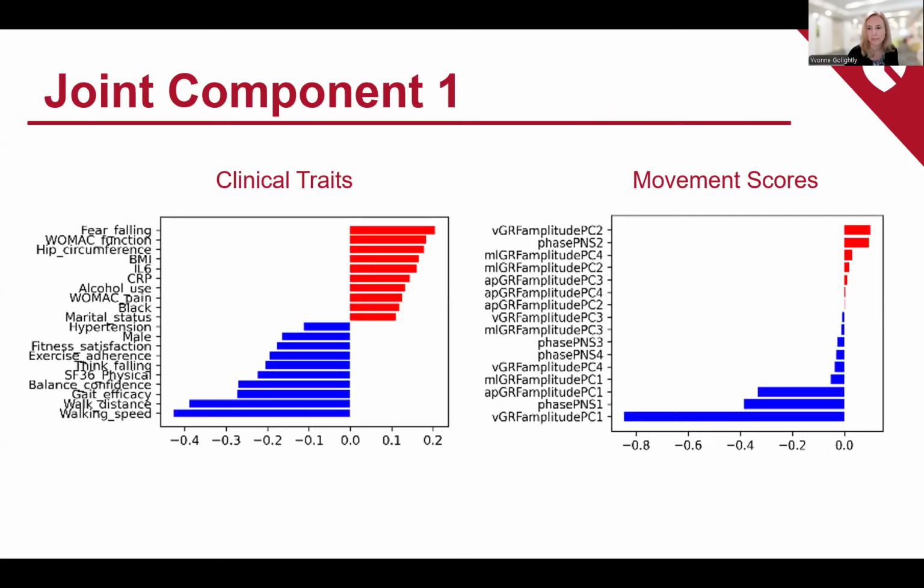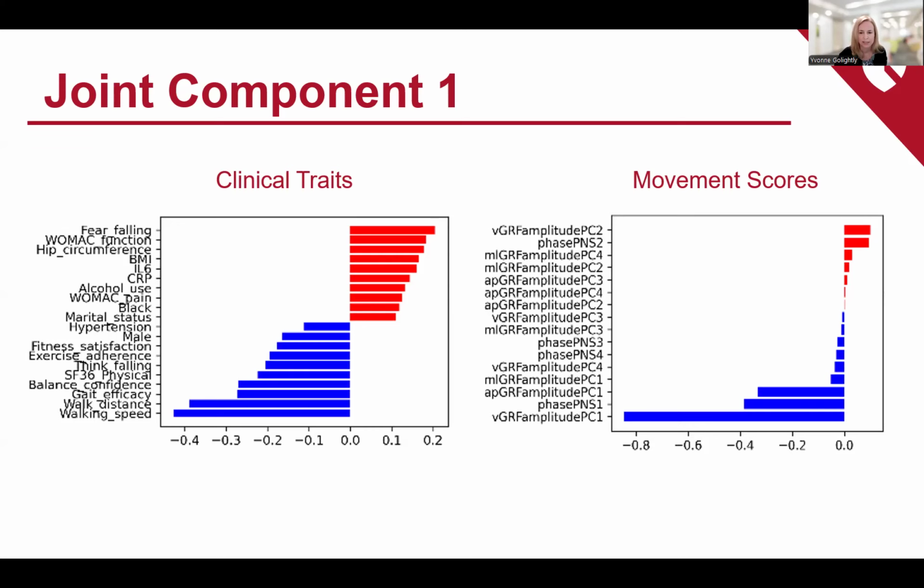This is joint component 1, and we see the loadings of each component for the data blocks, with the clinical traits on the left and the movement scores on the right. They indicate which features were important contributors to each mode of variation. Loadings colored red are in the positive direction, and the bars that are blue are in the negative direction. The length of the loading bar indicates the magnitude of contribution to the mode of variation, so a greater length means a greater contribution.